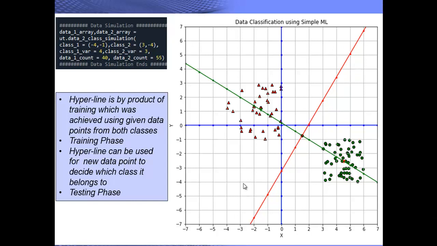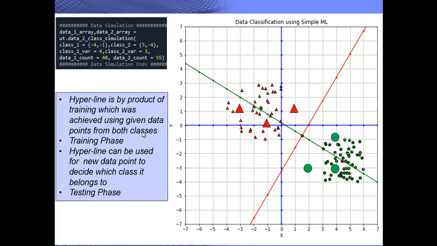So this hyperline is a byproduct of the training, which was achieved using the given data points from both classes. This is actually the training phase, because deciding the red line from the given data points is nothing but the training phase. And now this hyperline equation can be used for new data points. Once the hyperline is decided, you forget about all the points and all the data, you can discard it.